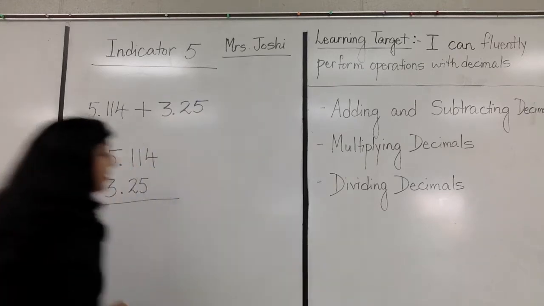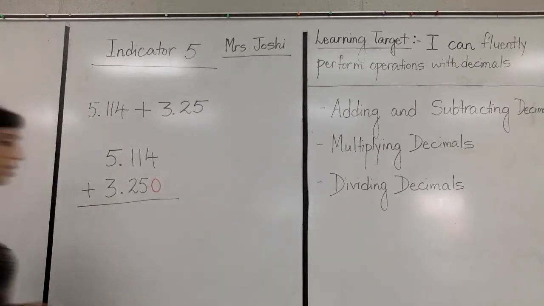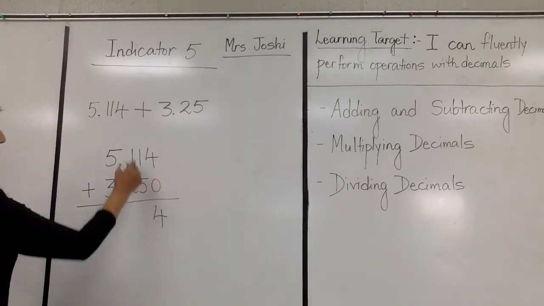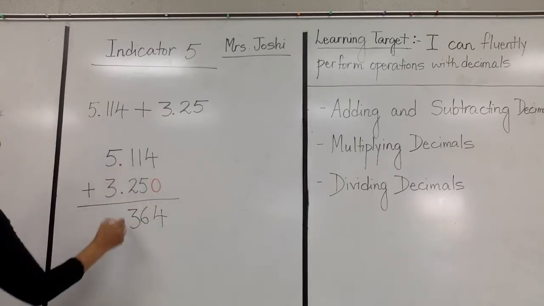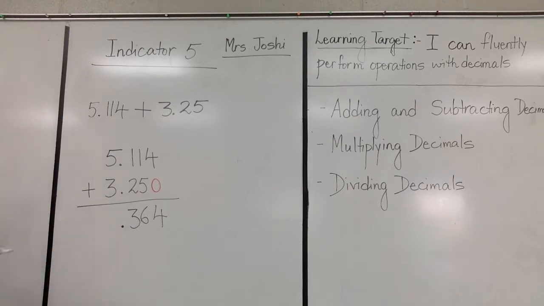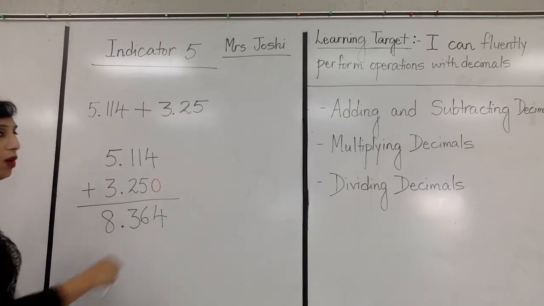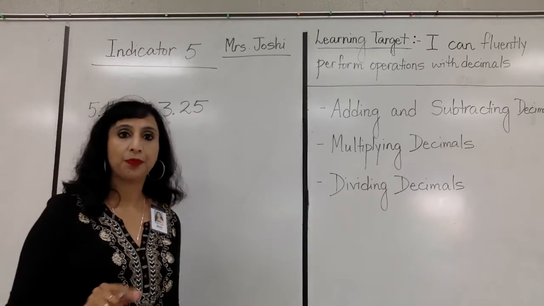Okay, under the 4 there's nothing, so I'm going to annex a 0, and then I am going to add. Okay, so 4 plus 0 is 4, 5 plus 1 is 6, 2 plus 1 is 3, decimal under decimal, and 5 plus 3 is 8. So 8 and 364 thousandths is my correct sum.